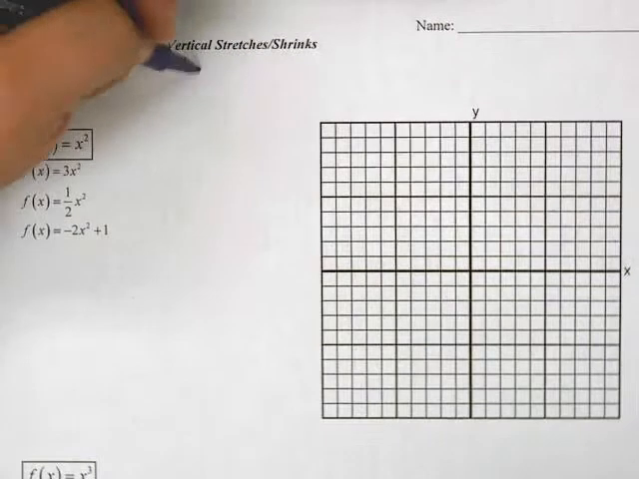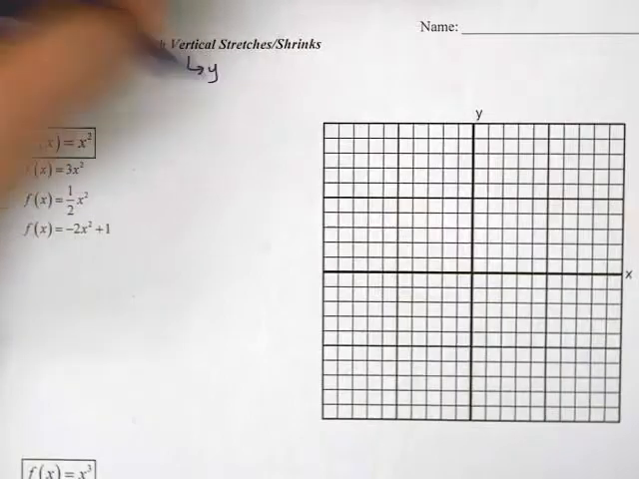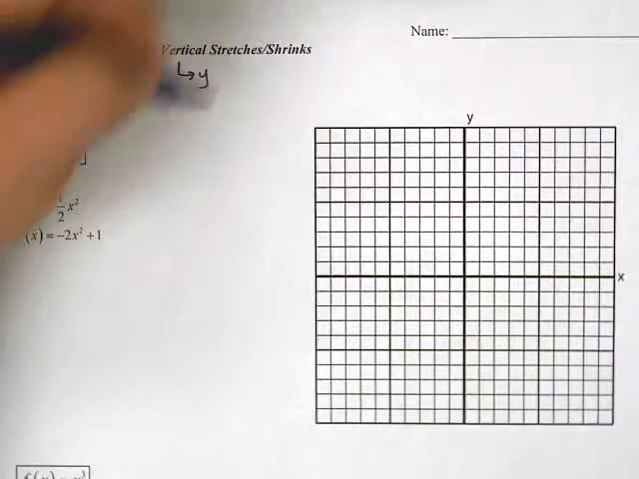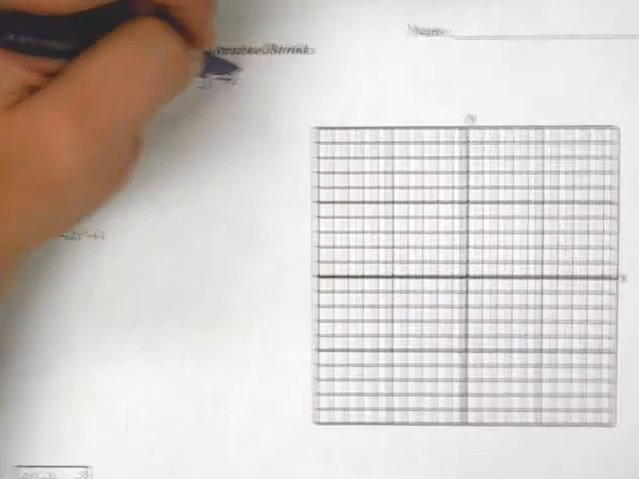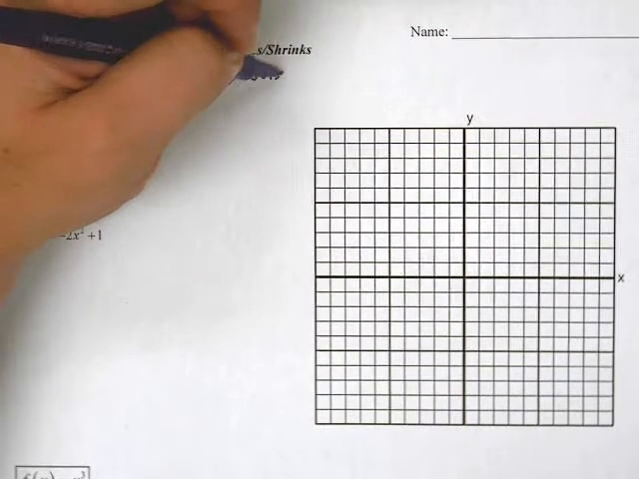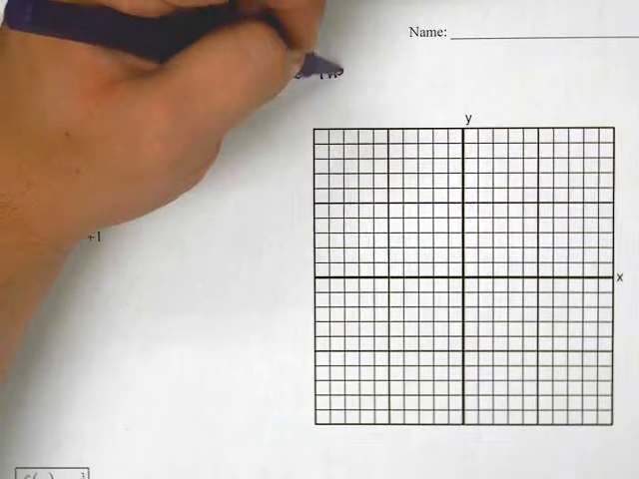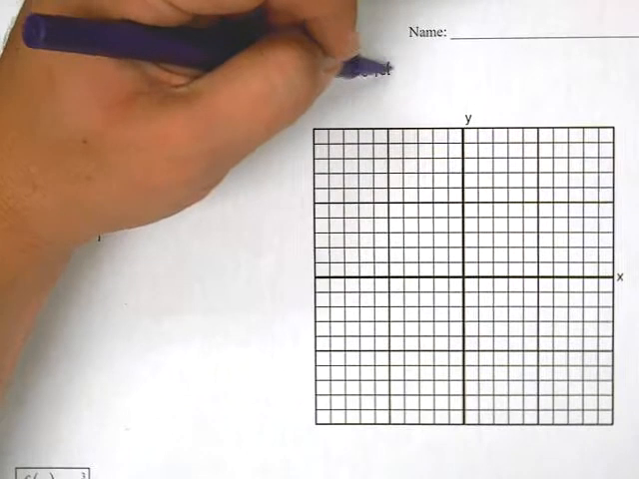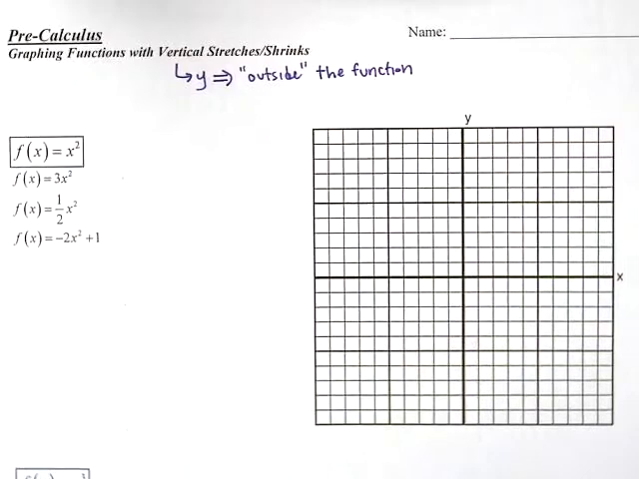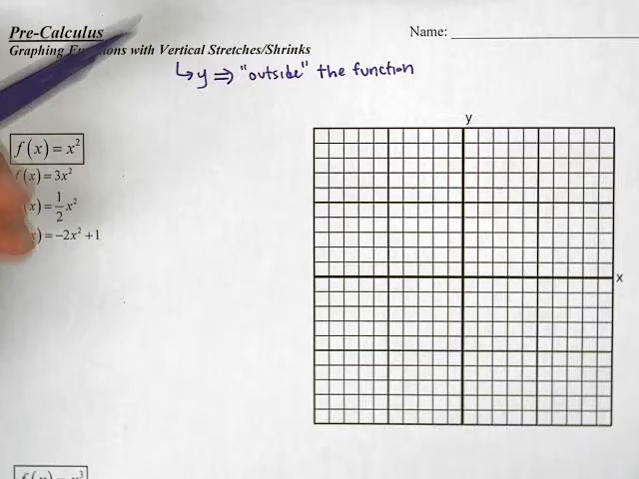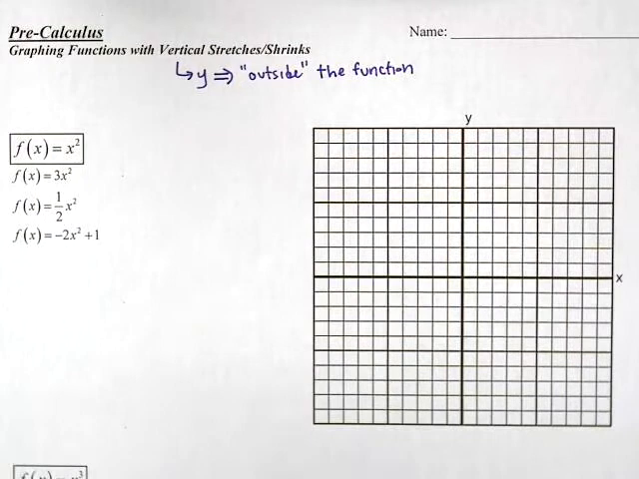Vertical. This means y. And we know that all of our y transformations have to be, I'm not even going to say it because I've said it too much. I'm just going to write it. No, I have to say it. They have to be outside the function. Okay? So vertical stretches and shrinks, they're going to come from something happening outside of the function.